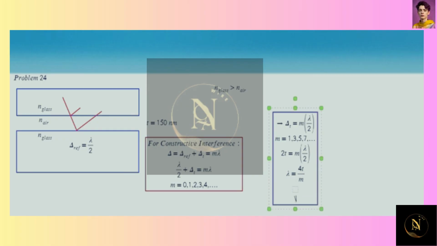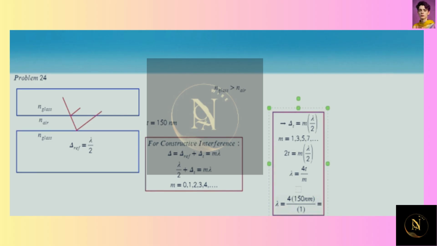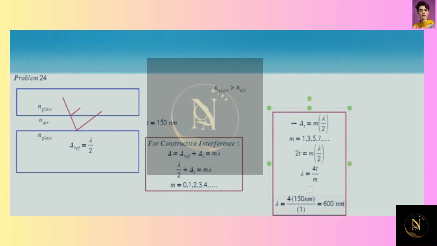If we go ahead and set lambda equal to 4 times the thickness, which is 150 nanometers, and we divide it by the lowest number m could be, 1, in this case for delta t, not to be confused with this m here, we get 4 times 150, which is 600 nanometers. So light of wavelength 600 nanometers is going to cause constructive interference here.